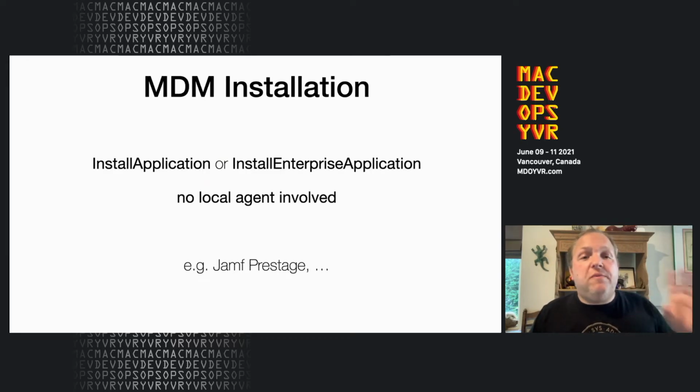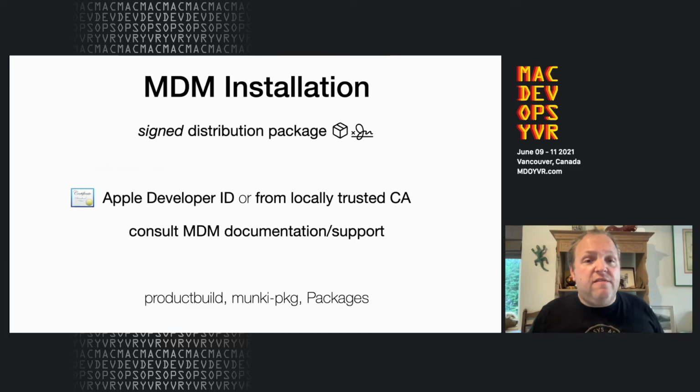Unless your management system uses MDM commands for the installation, the InstallApplication and the InstallEnterpriseApplication MDM commands. Then no local agent is involved, MDM is negotiating with the client. One example of this is the Jamf PreStage, but other management systems use this as well. In this case, you need to build a signed distribution package. So you build your component, you wrap it in a distribution, and you sign it.